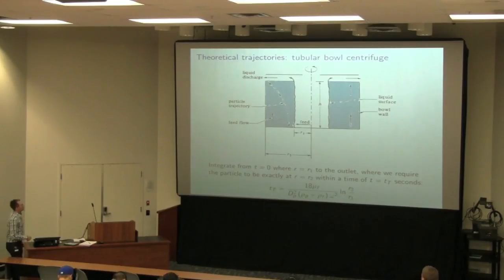So the base unit that we consider our derivations from is the tubular bowl centrifuge. As mentioned yesterday, we have our feed coming up in the center over here, and that feed splits to the left or the right in this image. Obviously, this is a circular bowl, and here we have a vertical wall of liquid. That liquid stays vertical due to the tremendous amount of force applied to it.